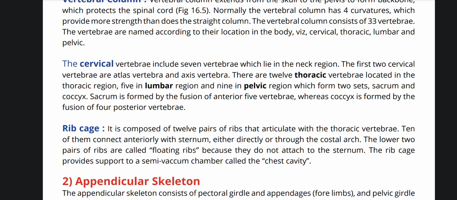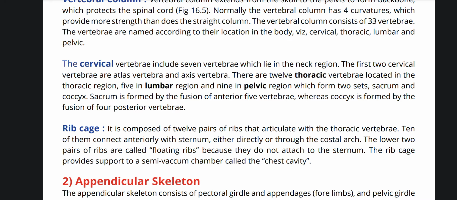There are 12 thoracic vertebrae located in the thoracic region, 5 in the lumbar region, and 9 in the pelvic region, which form two sets, sacrum and coccyx. Sacrum is formed by the fusion of the anterior 5 vertebrae, whereas coccyx is formed by the fusion of the 4 posterior vertebrae.